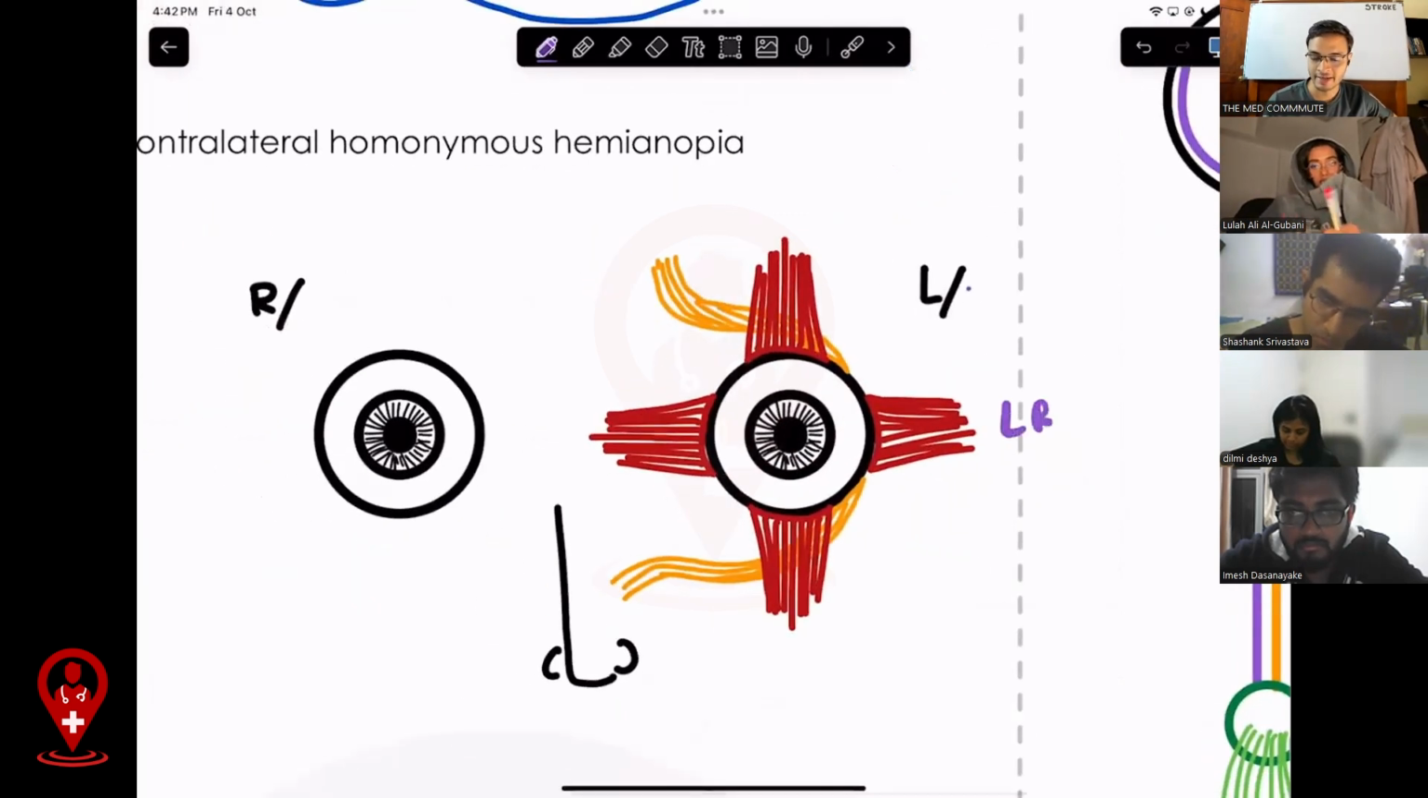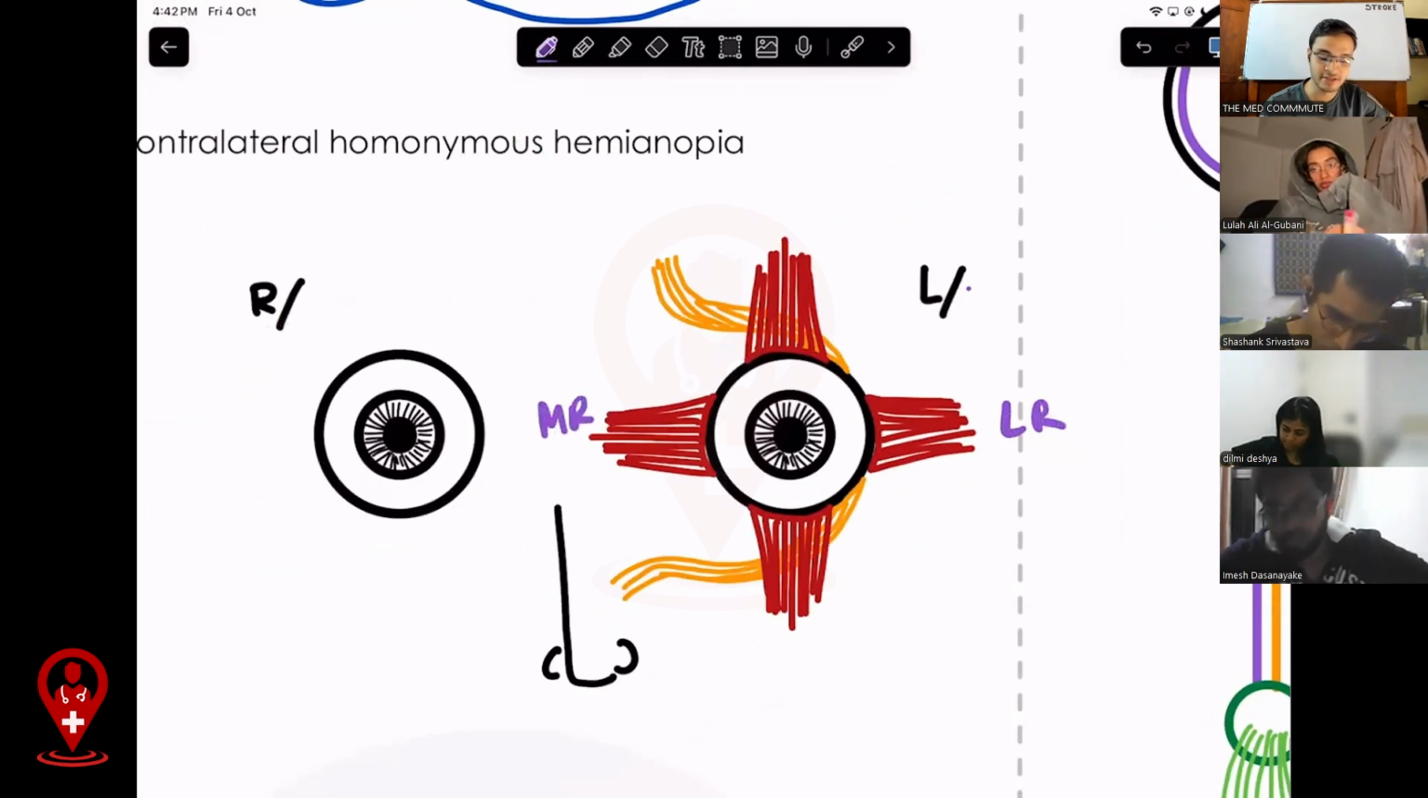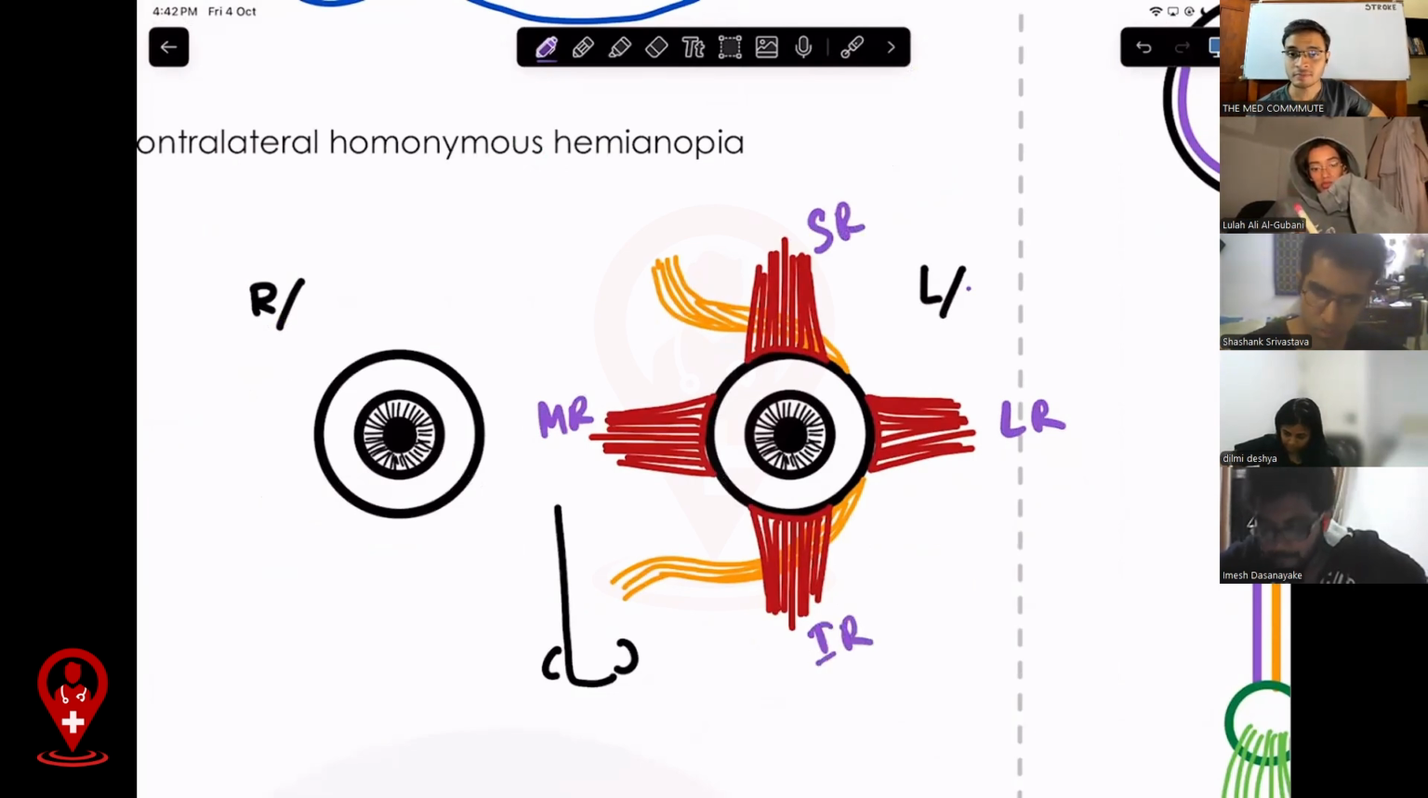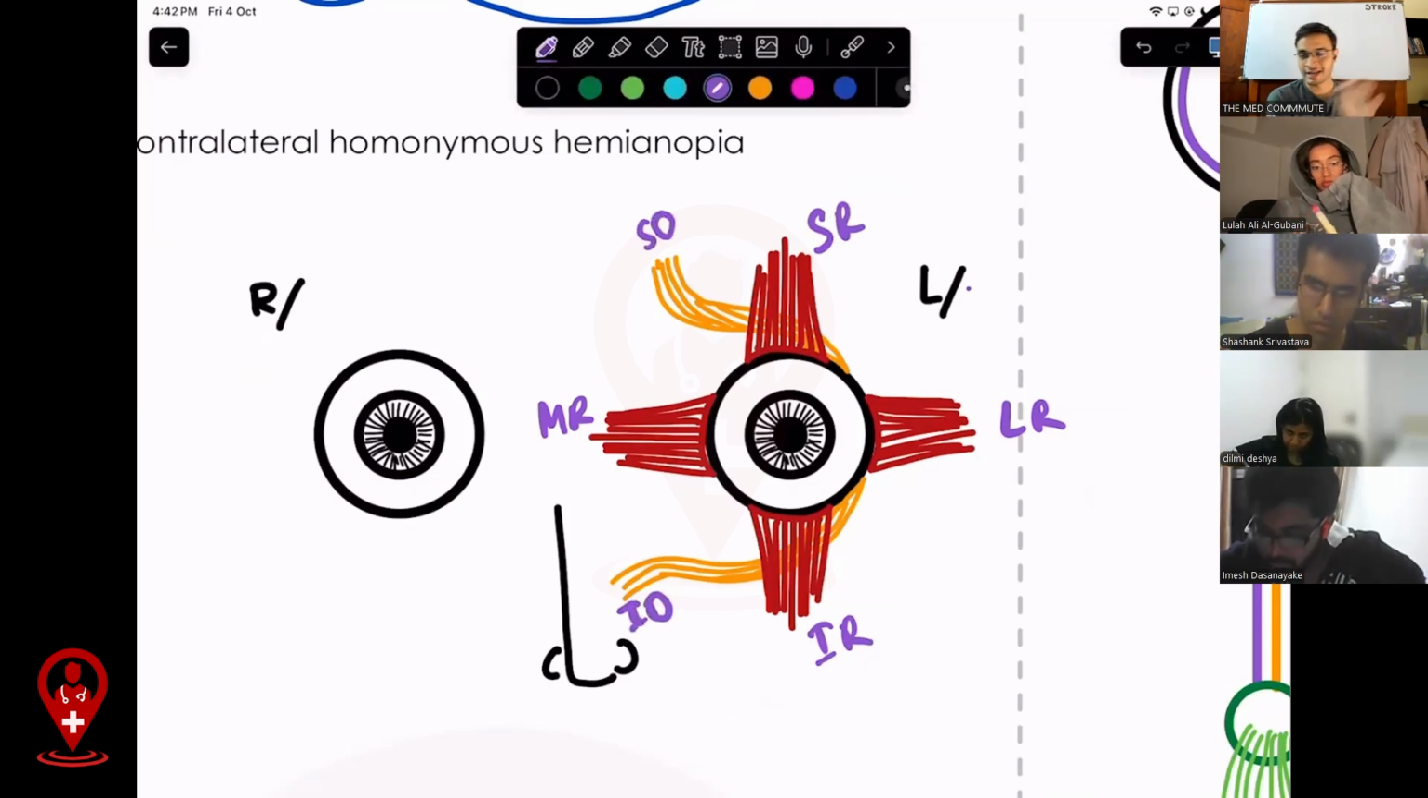So if we take this left eye that I've drawn, this will be the lateral rectus. Then we have the medial rectus, which is at the nose side. And then we have the superior rectus and the inferior rectus. Then we have 2 oblique muscles, these yellow ones, the superior oblique and the inferior oblique.